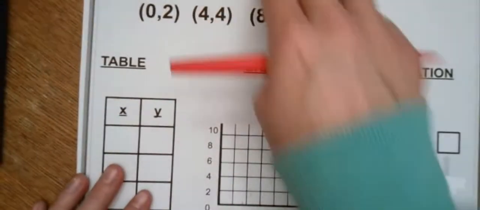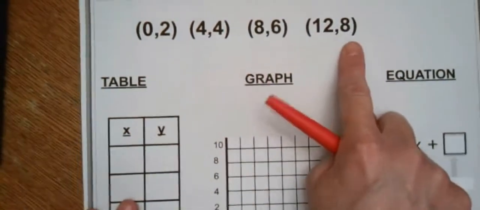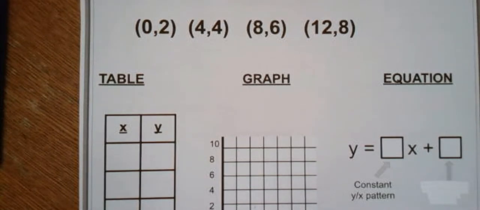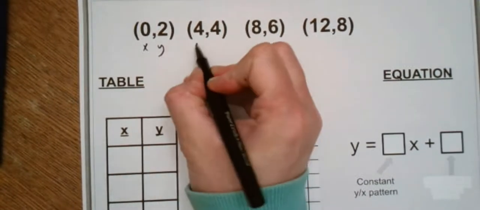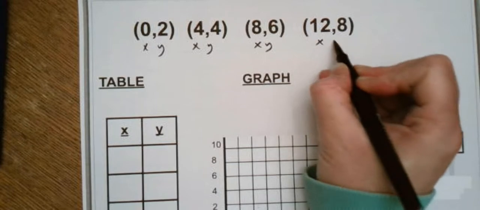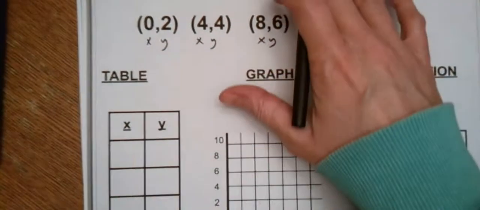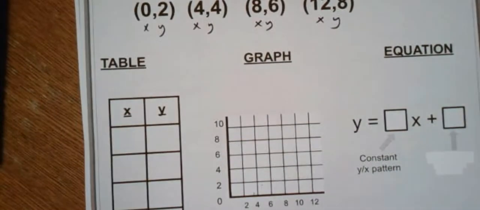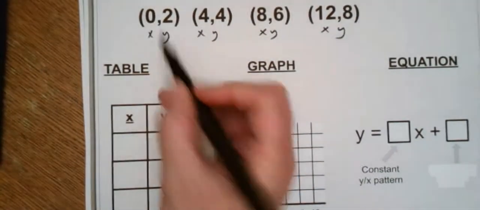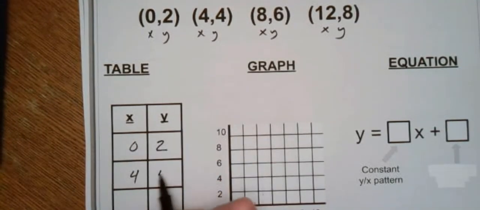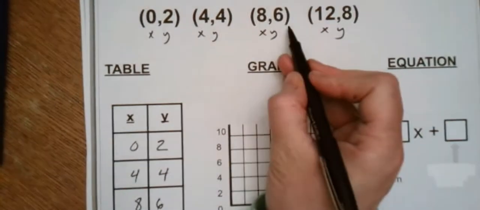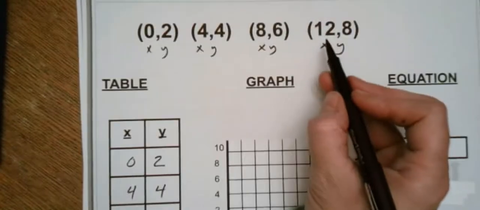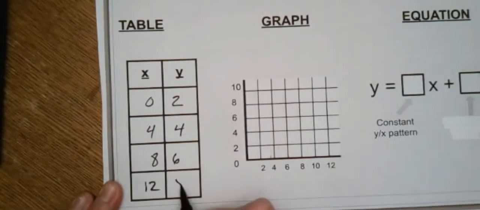Here we have no situation whatsoever. It's just a list of ordered pairs. Now you guys know with ordered pairs, this is x, y, x, y, x, y, x, and y. So our goal here is to write an equation for how we get from x to y. It's much easier to do this if you have it in a table. So let's organize this in a table: 0, 2, 4, 4, 8, 6. I'm just taking these points and putting them in my table. My last one's 12, 8.